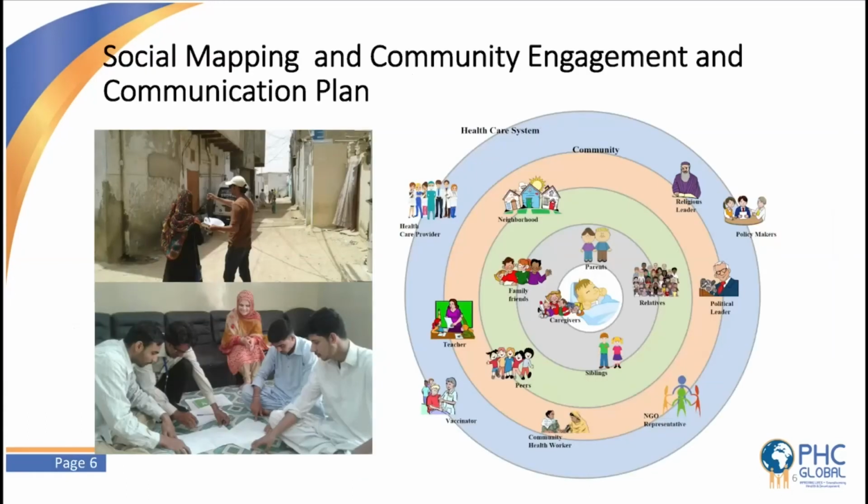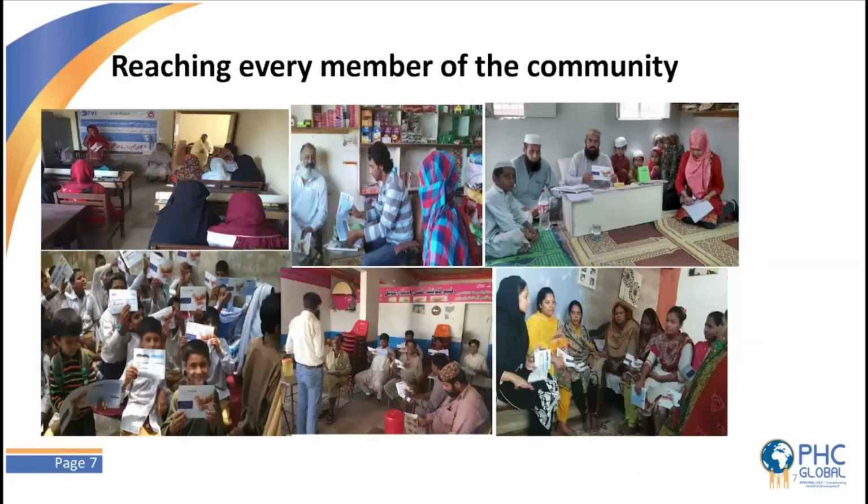To identify the structures and processes required for the demand for the VIR band, we conducted a detailed social mapping exercise in our 2 study sites. We identified every venue of social interaction and gathering where we could disseminate the message of importance of timely and complete vaccination. We used the 4-level socio-ecological model to reach every stakeholder who could influence the uptake of routine immunization in the community, and developed a comprehensive community engagement and communication plan. On page 7, you will see glimpses of our outreach to the community.